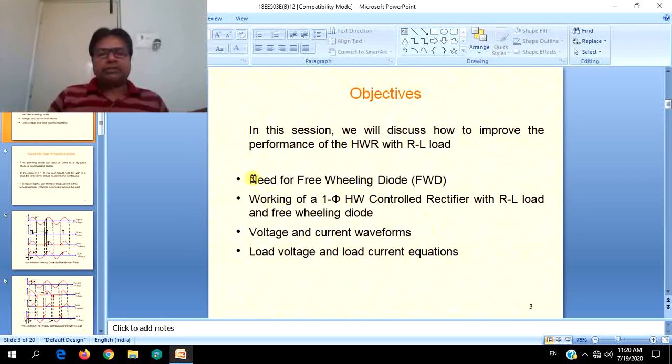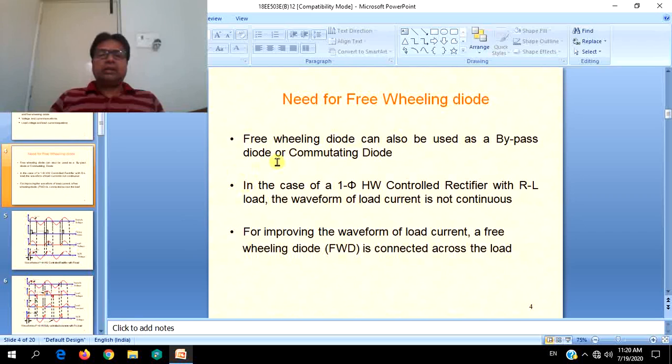So we will discuss the need for a freewheeling diode, working of the controlled rectifier with RL load and freewheeling diode, voltage and current waveforms, and load voltage and load current equations. This freewheeling diode can also be used as a bypass diode or commutating diode. Actually, we have seen this commutating diode when the resonant pulse commutation of the SCR, that is class B commutation, was discussed.